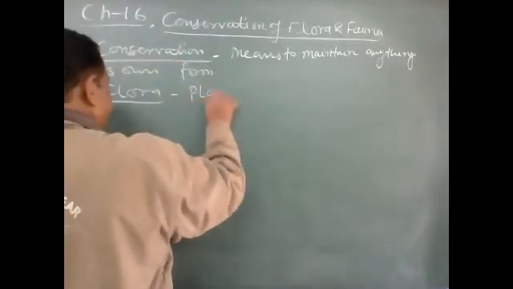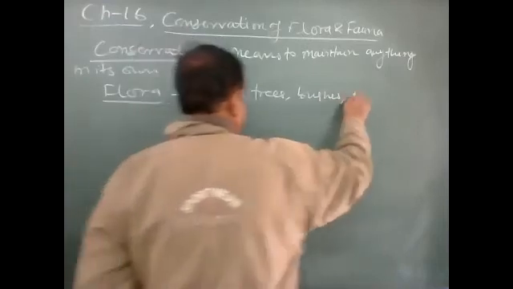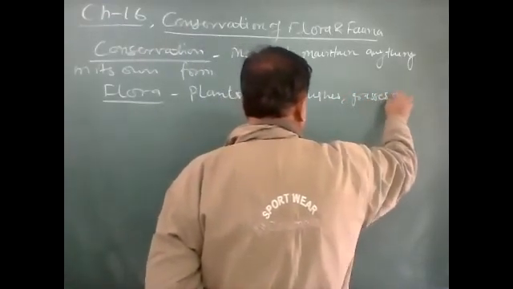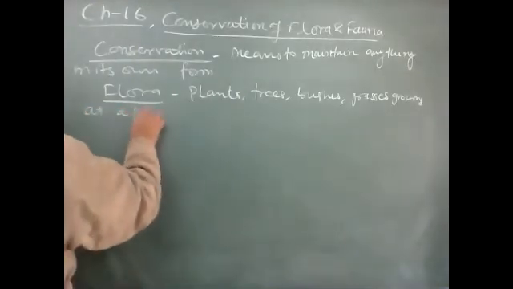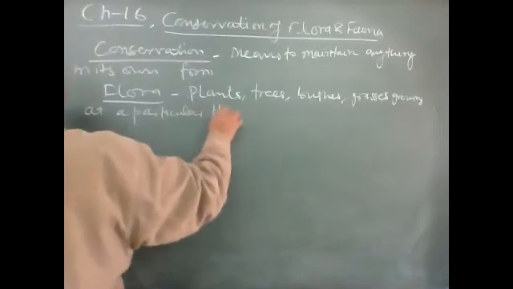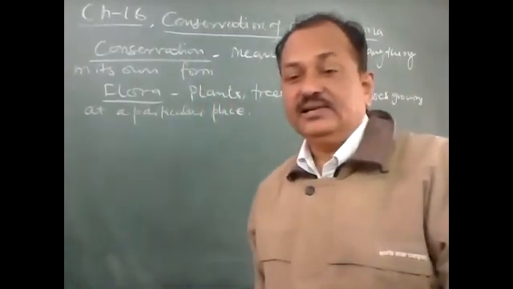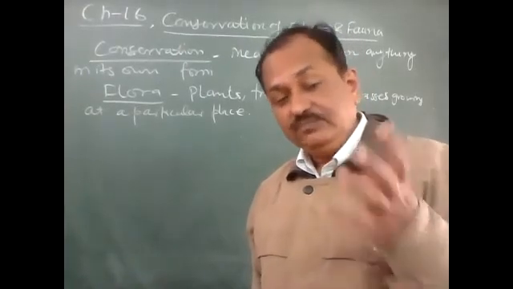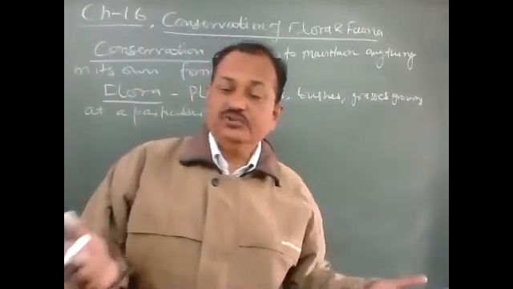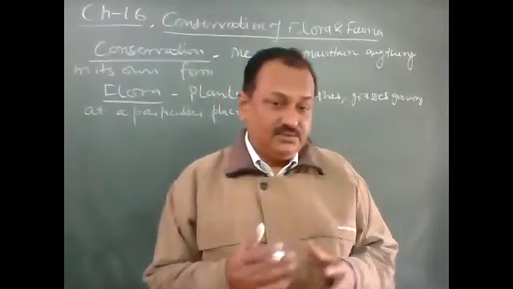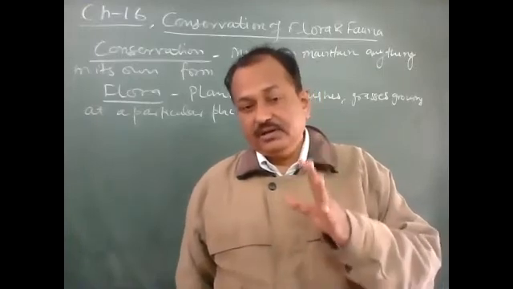So plants, trees, bushes, grasses growing at a particular place. It is called as what? It is called as flora. Flora has been taken from the flower. So most of the plants produce flowers to carry their generation. So this is the meaning of flora.